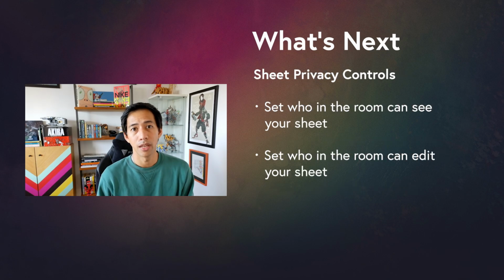Next, we're going to be updating your privacy and editing controls of sheets in a room. Today, you can make a sheet either private to yourself, viewable to everyone, or editable to everyone. And that's not quite enough nuance for what players and GMs need. So we'll be updating the level of controls you have to allow you to select whether something is viewable by you and the GM, or everyone, or editable by you and the GM, or everyone. This will allow players and GMs greater control over how they interact with each other's sheets.